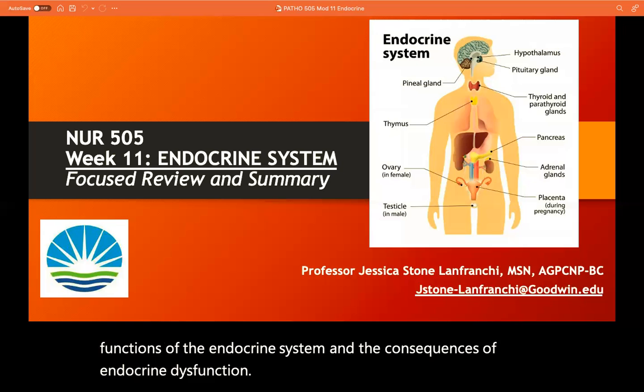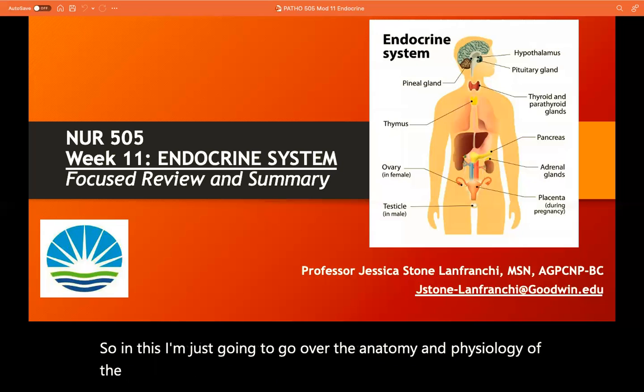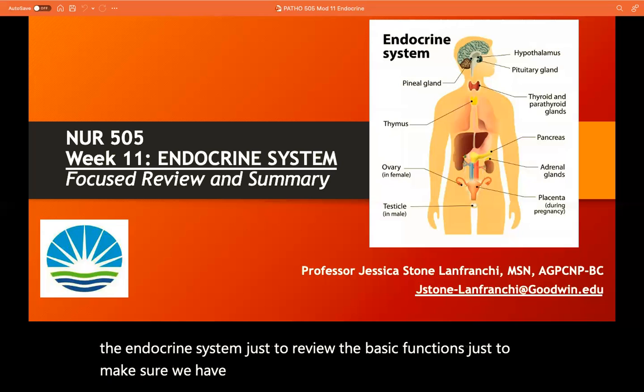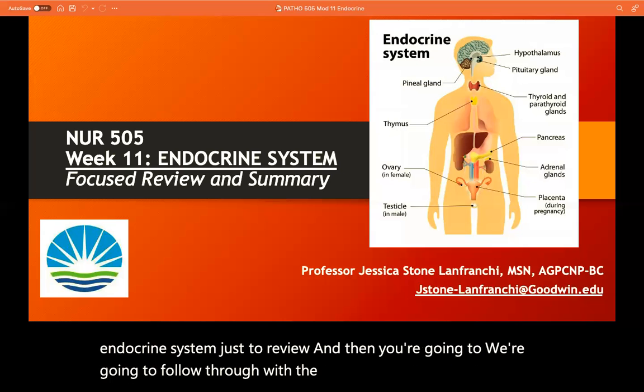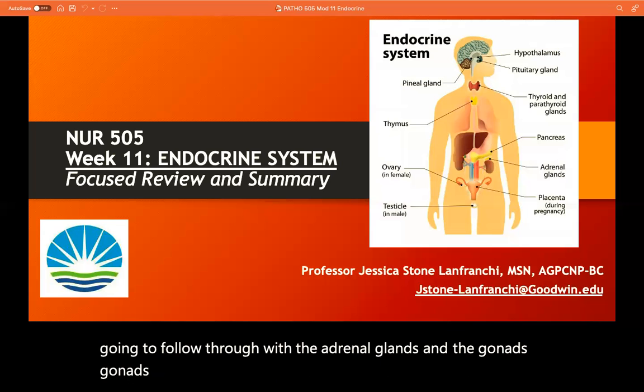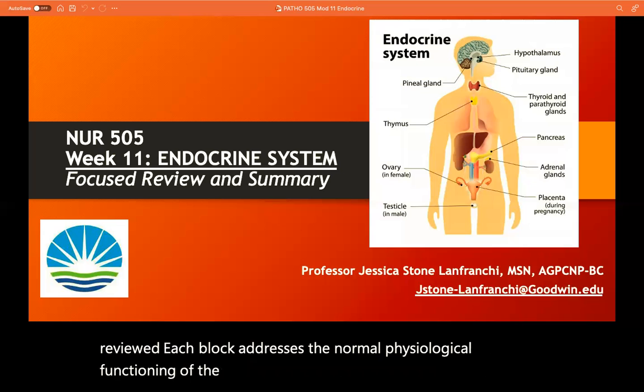So in this PowerPoint, I'm just going to go over the anatomy and physiology of the endocrine system, just to review the basic functions, just to make sure we have the basis overview of the endocrine system. And then we're going to follow through with the adrenal glands and the gonads, the thyroids, and then metabolism and the pancreas are reviewed. Each block addresses the normal physiologic functioning of the gland, mechanisms of the hormone function, and disorders of the gland. So here we go.